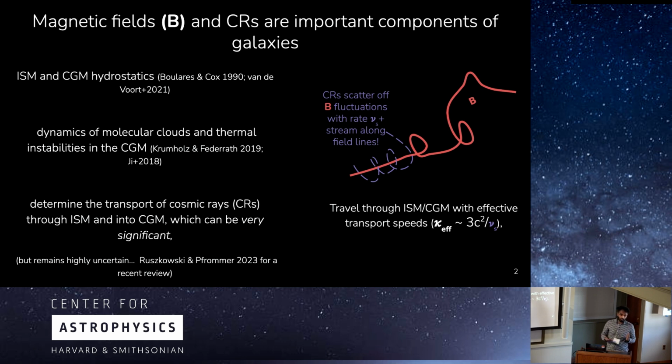And perhaps most importantly, they're the railroads on which cosmic rays travel, and they determine the transport of cosmic rays throughout the ISM and into the circumgalactic medium, with cosmic rays streaming along magnetic field lines and also scattering off of fluctuations in the magnetic field on gyroresonant scales, which for the GeV-ish protons that we care about are something like 0.1 to 1 AU, so much smaller than any resolved scales in most observations or simulations that matter. And their effective transport speed is often quoted as some effective diffusion coefficient that marginalizes over this streaming and diffusion speed throughout the ISM and CGM.